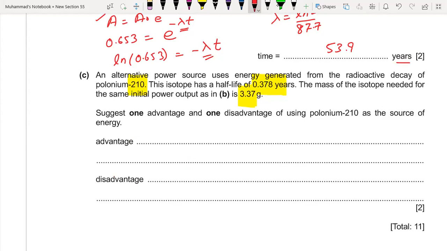So the advantage is, in this case, we have less mass. If we have less mass, then less energy will be needed to get the probe into space.